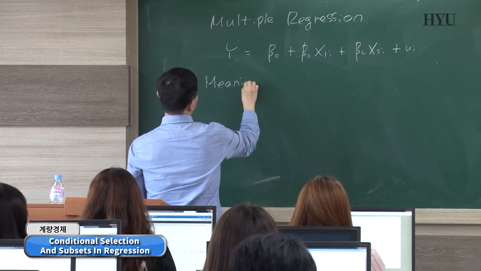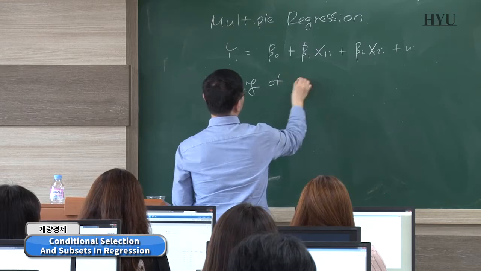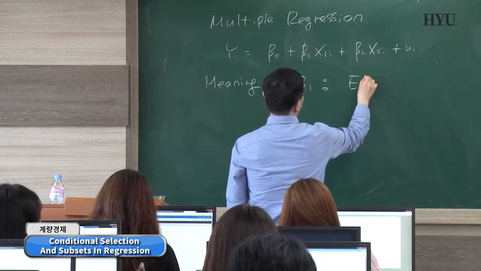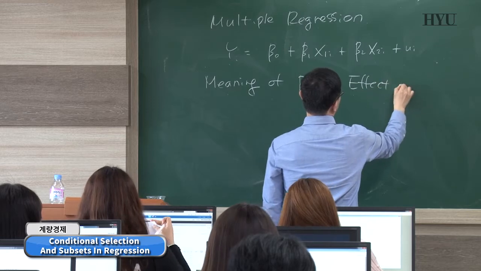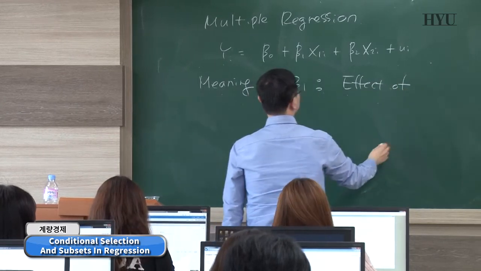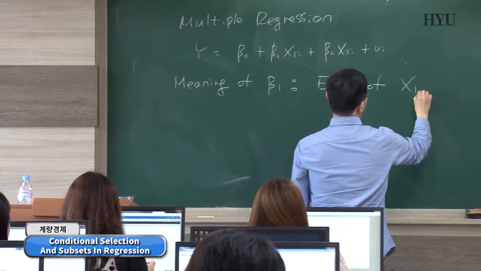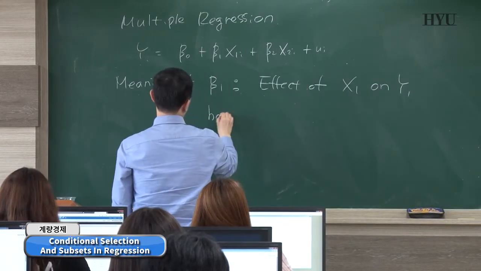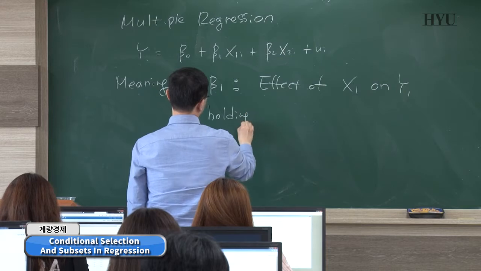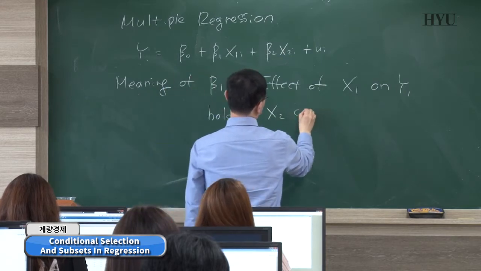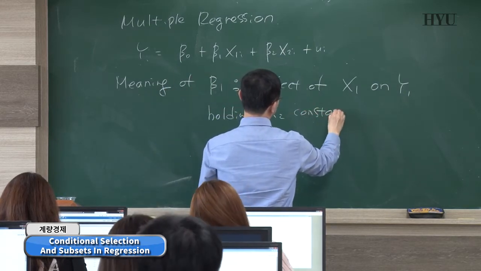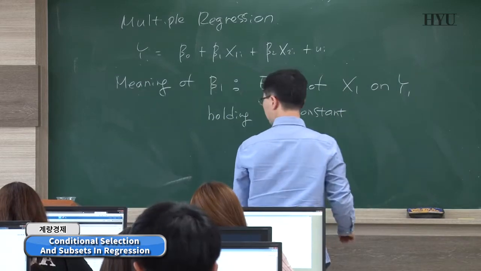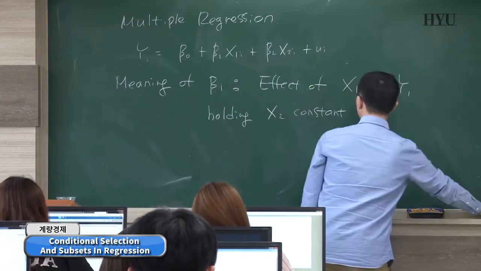one thing I'd like to show you is the meaning of beta 1. What is it? It's the effect of x1 on y, holding x2 constant. So what is new is this part.